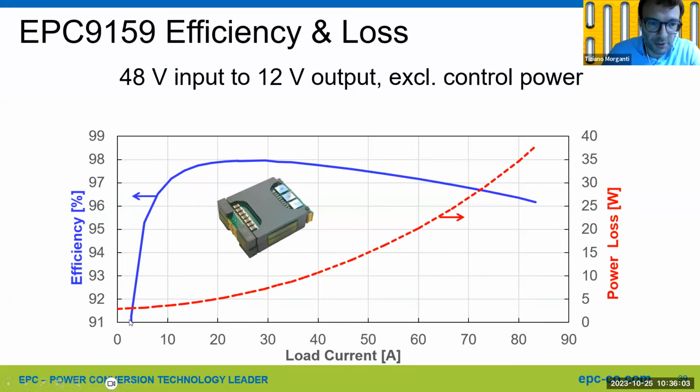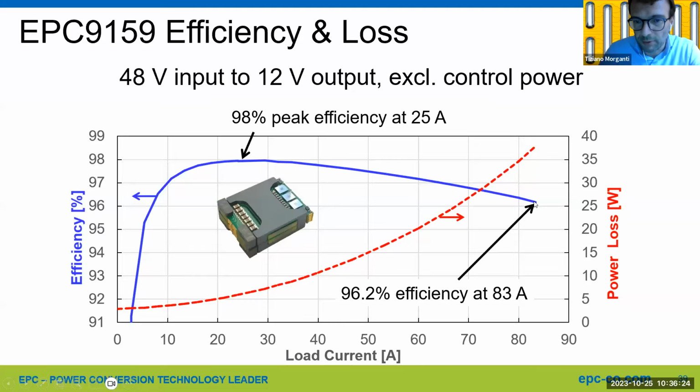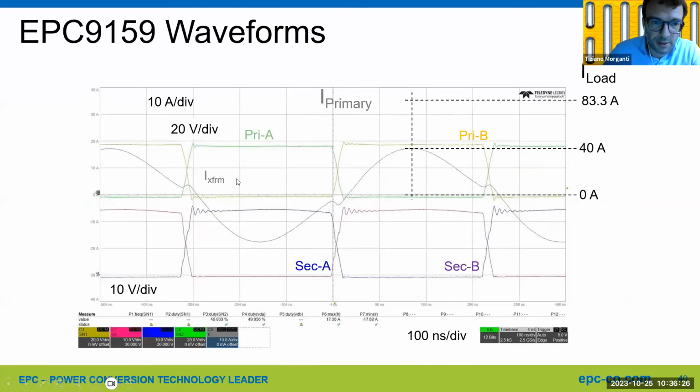Basically, this is the efficiency in partial power mode, 48 volt to 12 volt. So we reach 98% peak efficiency. And we drop to more than 96% efficiency at full load. This is an example of the waveforms from no load to full load.